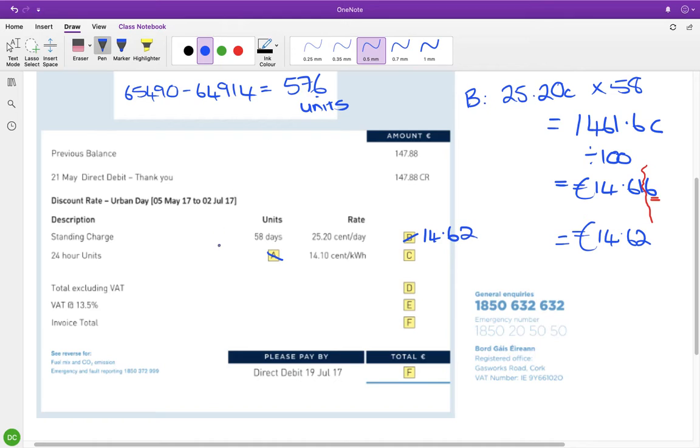So we know A from up here is 576. That's the amount of units that were used during this billing period. And it's 14.10 cents per kilowatt hour. And kilowatt hour is another way of saying unit. So that means to figure out C, we're going to do 14.10 multiplied by 576 units.